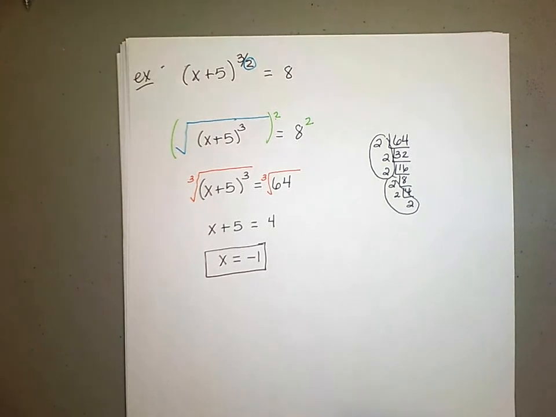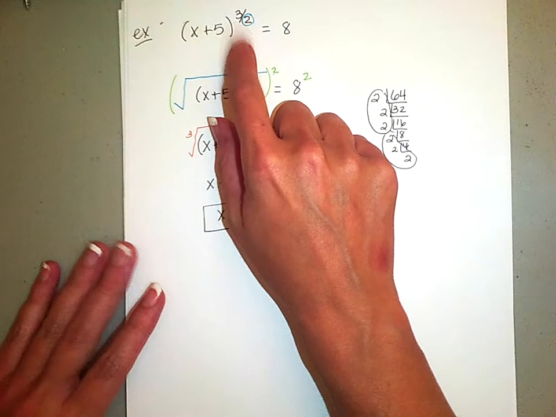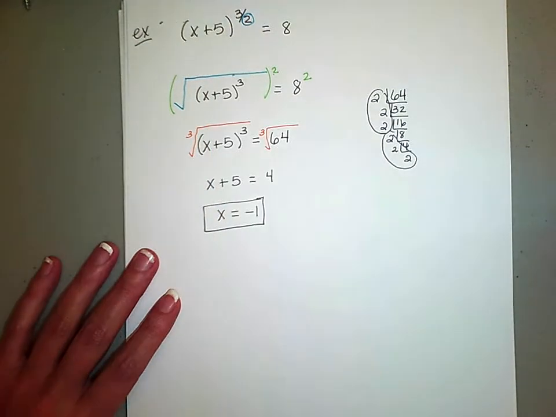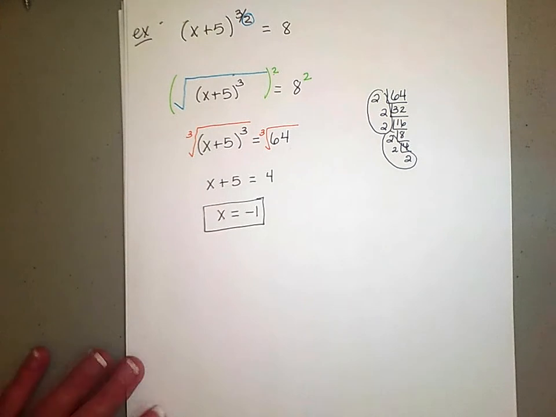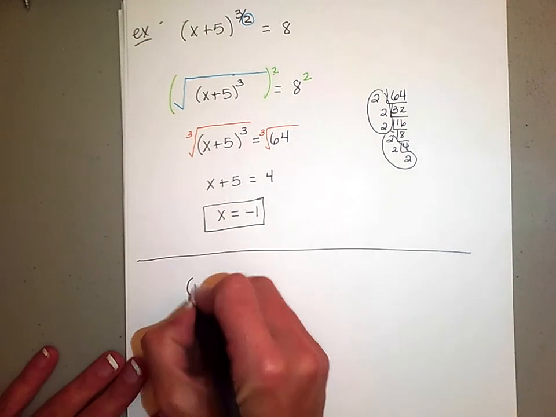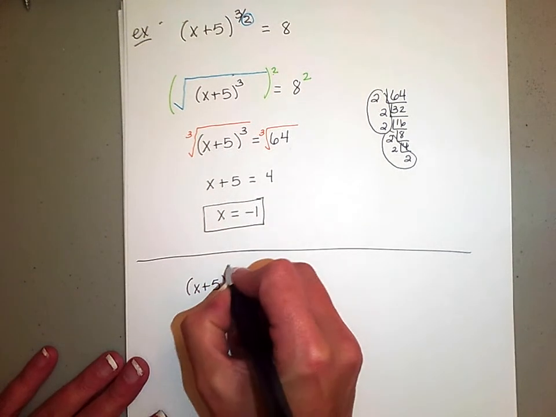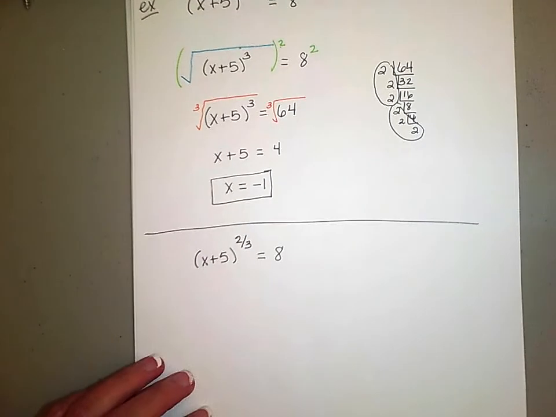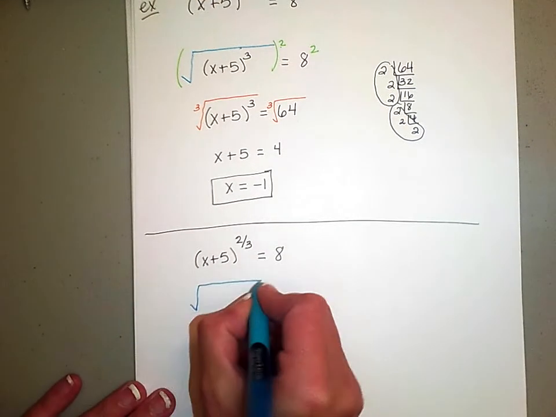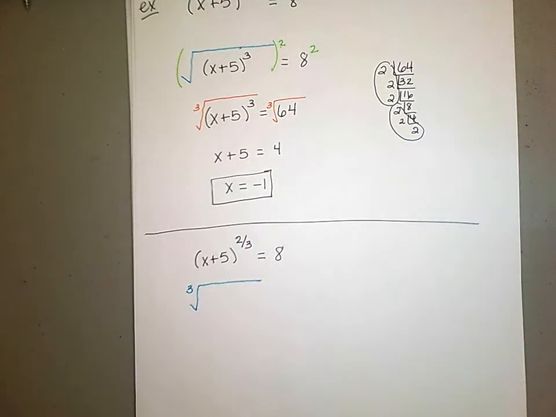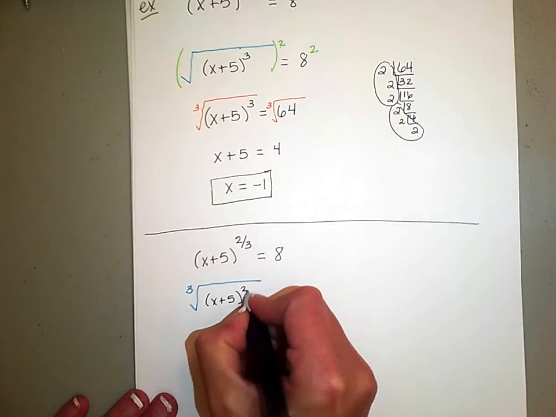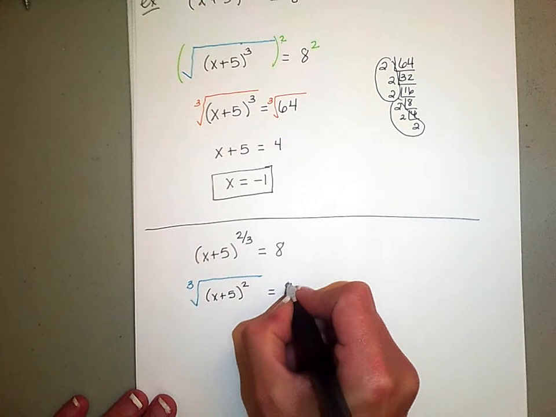Okay, so there is one thing we need to be careful about. Let's try this. What if it had been x plus 5 to the 2/3 power equals 8? Let's see how different this would be. Okay. So now when I write it in radical form, I'm taking the cube root of x plus 5. That quantity is squared, and that equals 8.